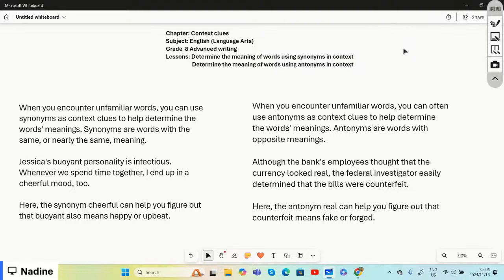So when we encounter unfamiliar words, words that we are not familiar with, then you can use synonyms as context clues to help determine the words' meanings. And remember, we said that synonyms are words with the same meaning, or words with almost the same meaning.